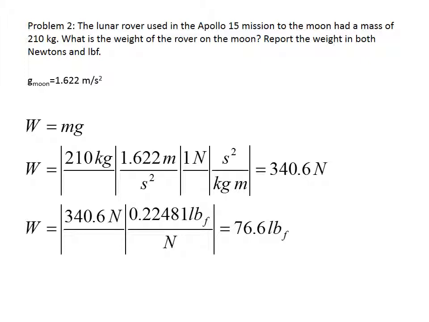On Earth, this lunar rover would have a weight of over 460 pounds force, whereas on the moon it's less than 80 pounds force, which is a weight that an adult male would be able to carry quite easily on the moon.